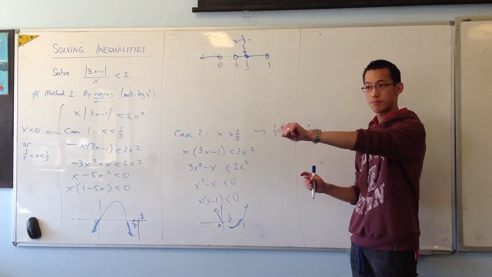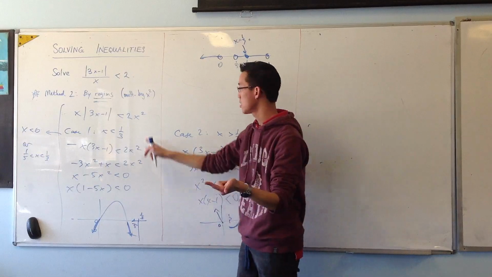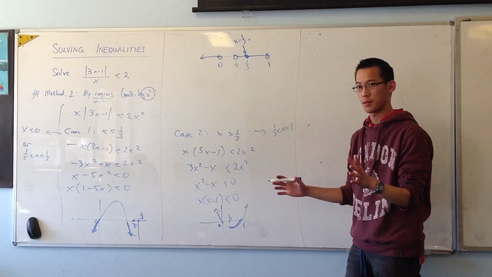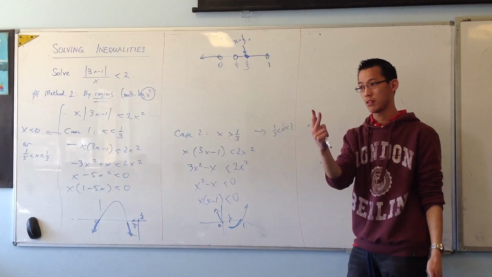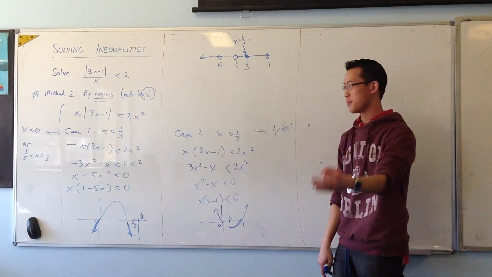Method 1, cases, and you don't muck around with the algebra. Method 2, cases, but you do this, which turns into a quadratic, but at least you don't have to muck around with 3 cases, just like 2. Okay? Okay, method number 3.